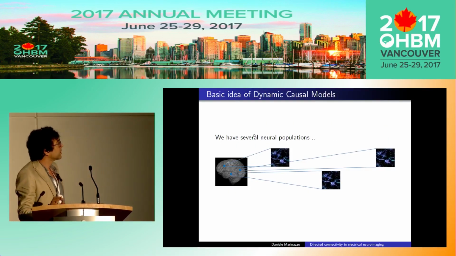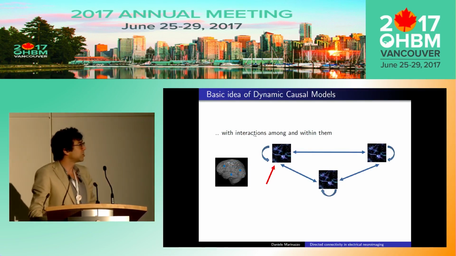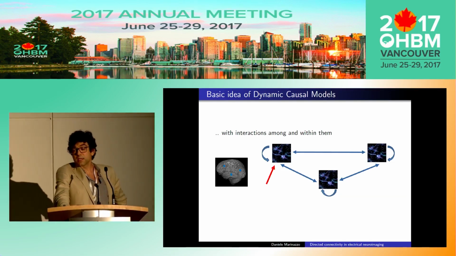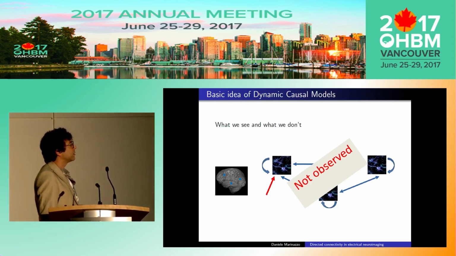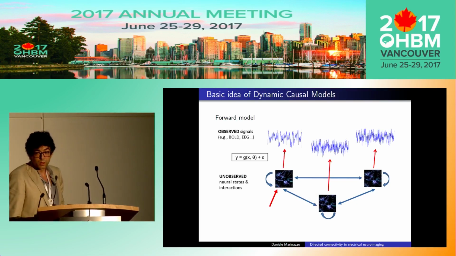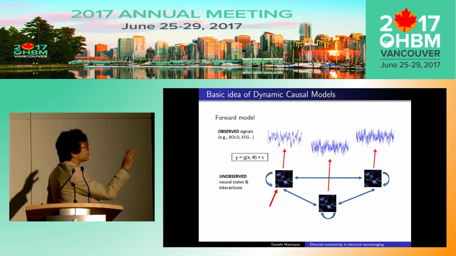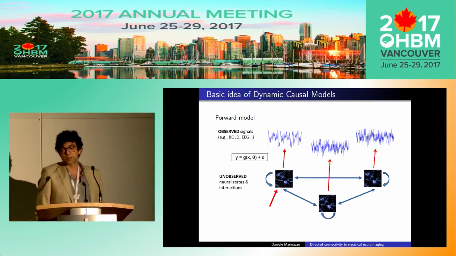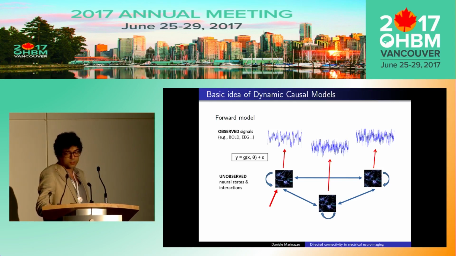walk you through both. So the basic idea of dynamical causal model is that we have several neural populations, and we have some interaction, not only among them, but also within them. And we also have external inputs. In this case, there are some things that we cannot observe and some things that we can observe. So from many neuroimaging methods, we cannot directly observe the interaction between neural populations. So what can we do? We use a family of forward models that start from what we cannot observe, so neural states and their interaction. And then we arrive at our observed signal that can be mapped as a BOLD signal or as an EEG signal on the scalp through the forward model, and so on.